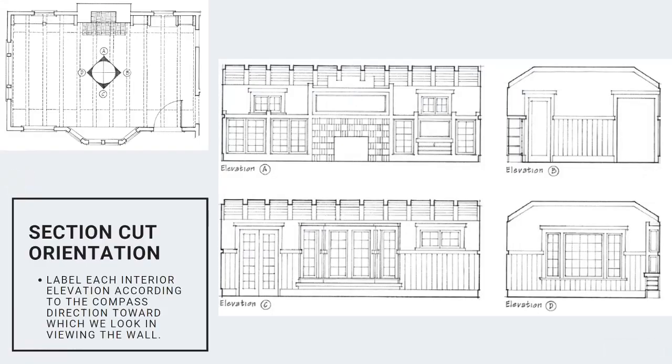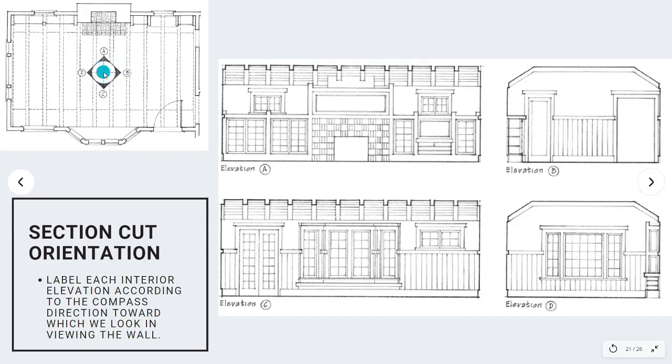So the section cut orientation, we would label each interior elevation according to the compass direction toward which we look in viewing a wall. So this is the style of section cut, the way of showing a section cut. We imagine this is a room, then we find where the person is standing.